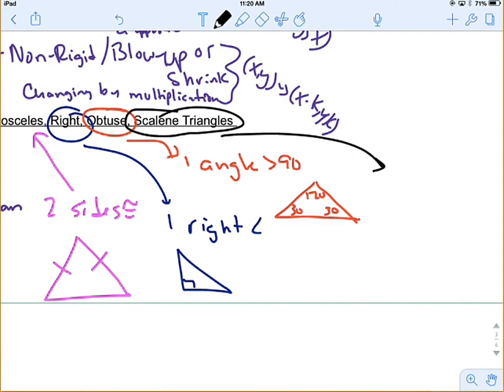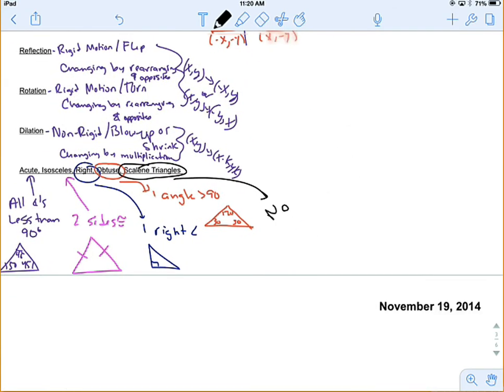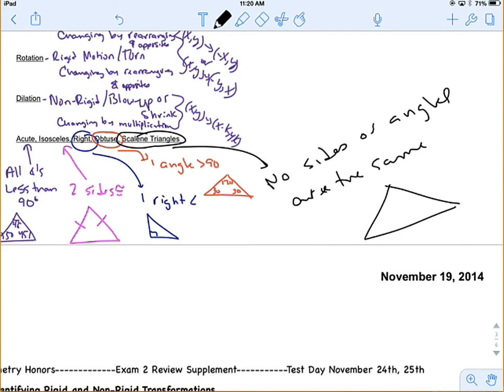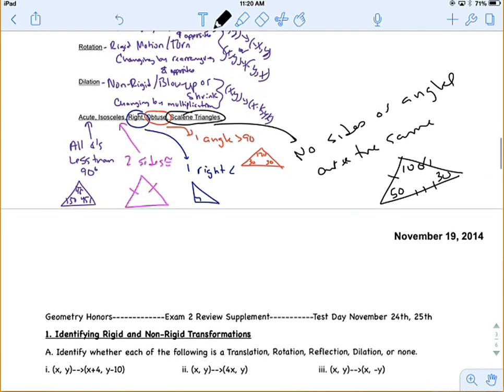Scalene triangles, that means no sides or angles are the same. Okay, so this is probably the most common type of triangle. It's just like the random triangle. So you have three different sides, and then you also have three different angles. So like this could be like 100, this is like 50, and this is like 30. Like that's a classic scalene triangle. So just a little brush up on triangle types.